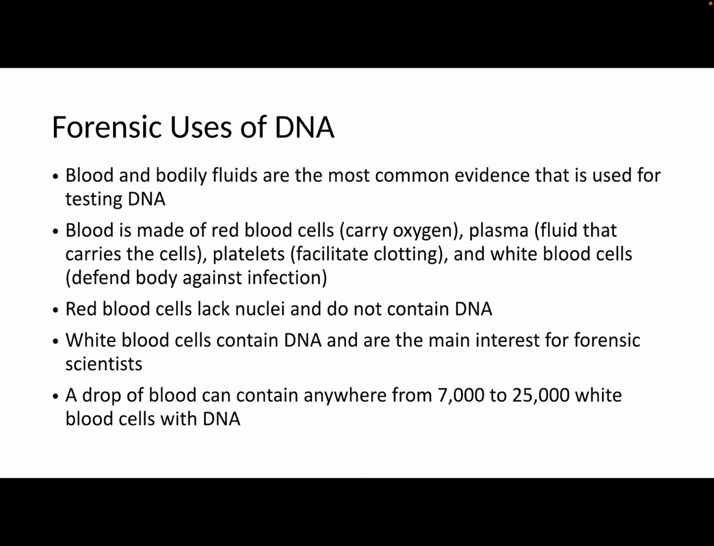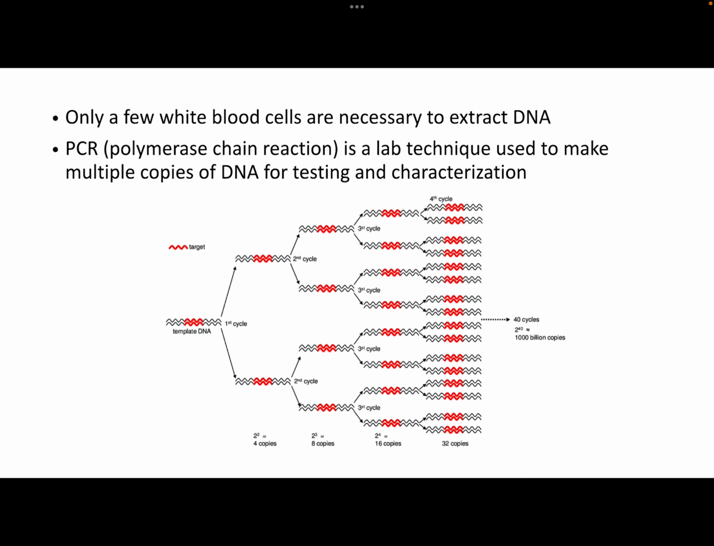So whenever we are testing for DNA, we're actually testing those white cells is what we're going to be looking for. And whenever we have even a single drop of blood, that can have anywhere from 7,000 to 25,000 white blood cells. So even though we do not have a large amount of blood and we have a very small sample, there's still a lot of cells for us to test for DNA. So only a few white blood cells are needed for us to extract DNA from a sample.